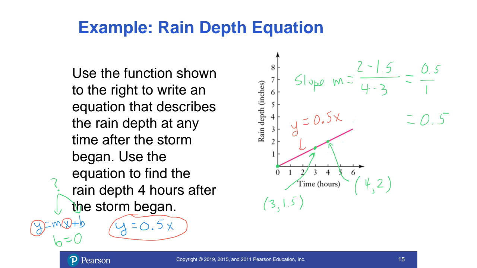Now, to answer the second part of the question, find the rain depth 4 hours after the rain began. So 4 hours means that x is equal to 4, because that's what this is measured in. So we'll just plug that in. y equals 0.5 times 4, which is 2. So 2 inches. So 4 hours after the rain began, there will be 2 inches of rain according to this linear model that we have for rain depth.